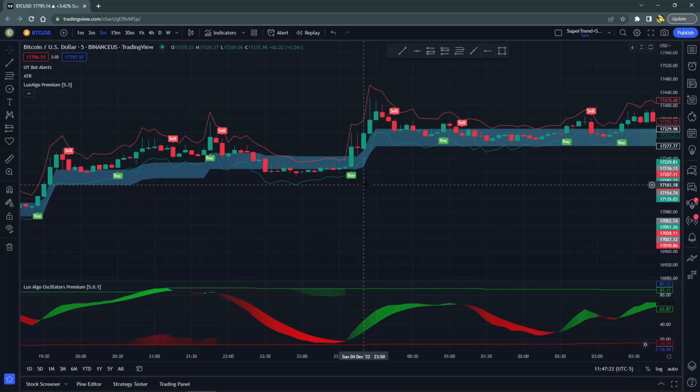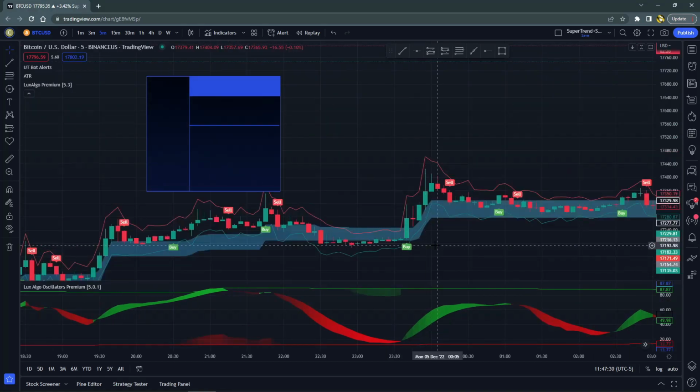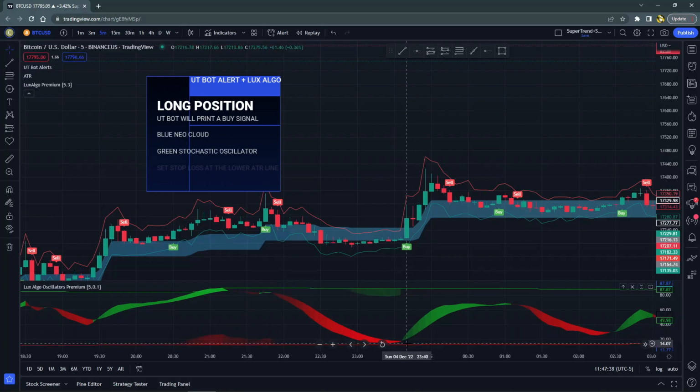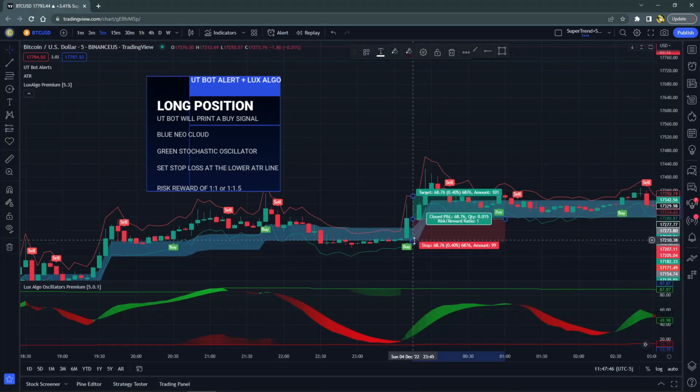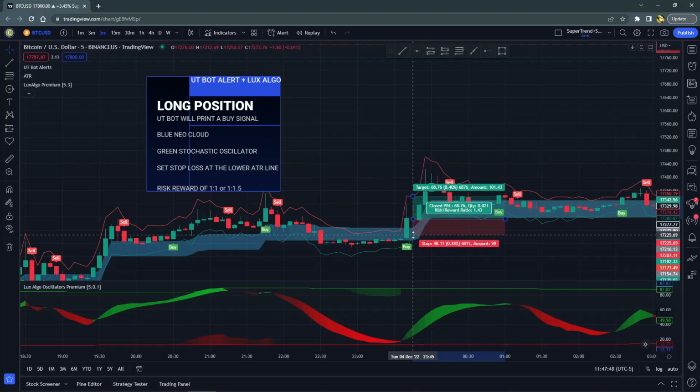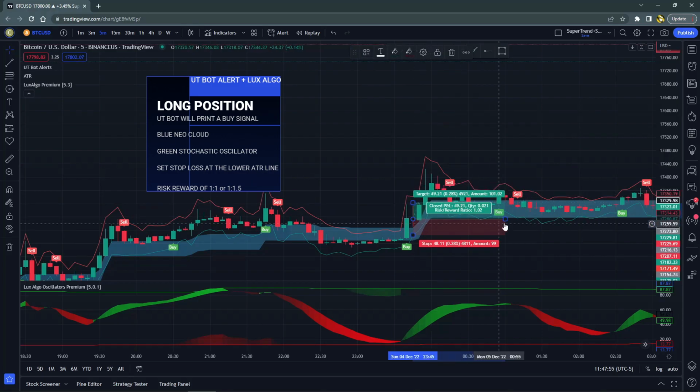So for a long position, you're going to look for the UT-Bot alert to print a buy signal. You're going to look for the Neo Cloud to be blue. You're going to look for the stochastic oscillator down here to be green. Once that happens, that's your indicator candle. Right at the end of that candle, you go ahead and enter a long position. You take your stop loss and bring it down to the ATR stop loss finder. And then you take profit and move it up to 1 or 1.5 depending on your risk.